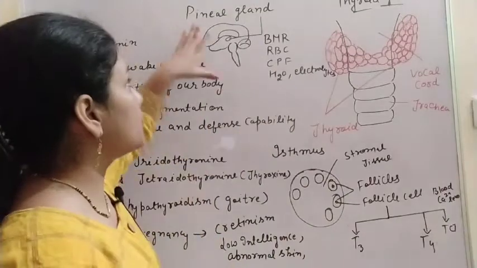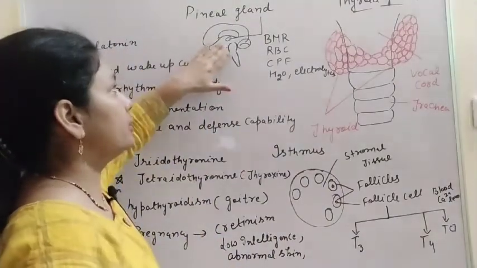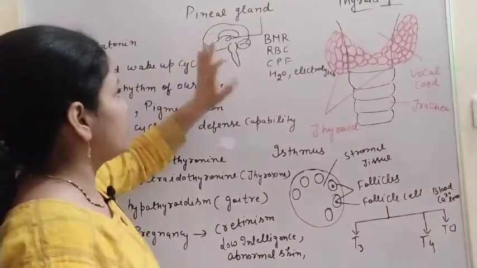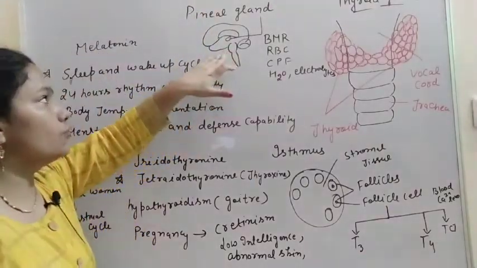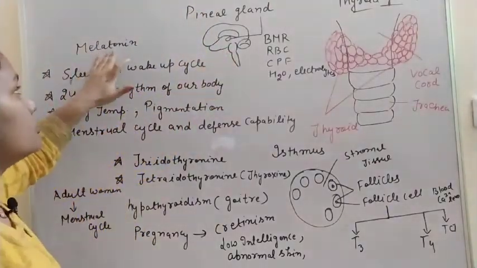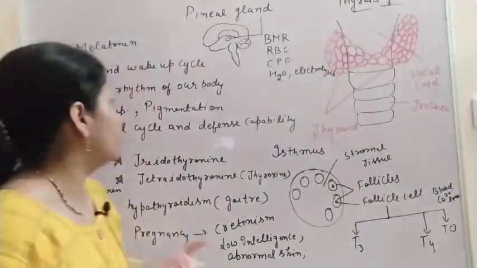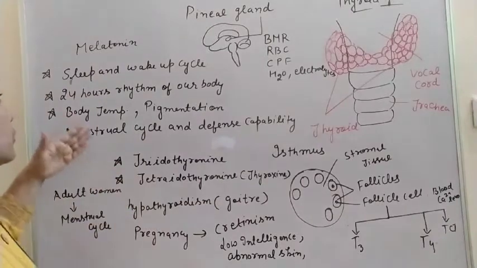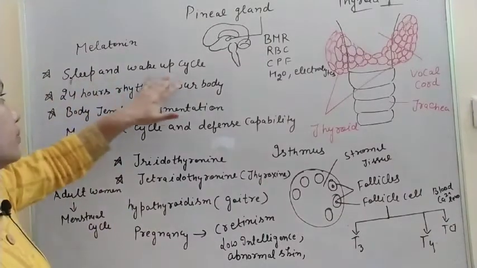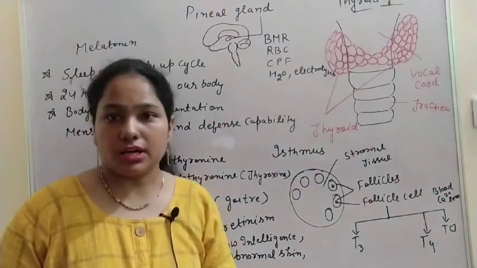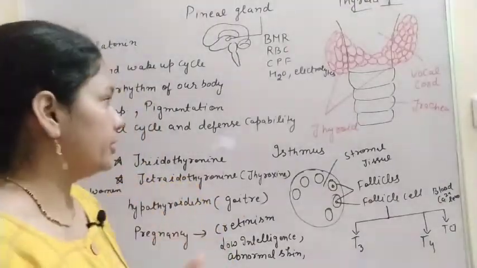So where is the pineal gland present? It is present at the base of the brain, and this gland secretes one hormone, that is melatonin. So what is the physiological effect of this hormone? It regulates the sleep and wake up cycle, and it also regulates the 24 hour rhythm of our body.